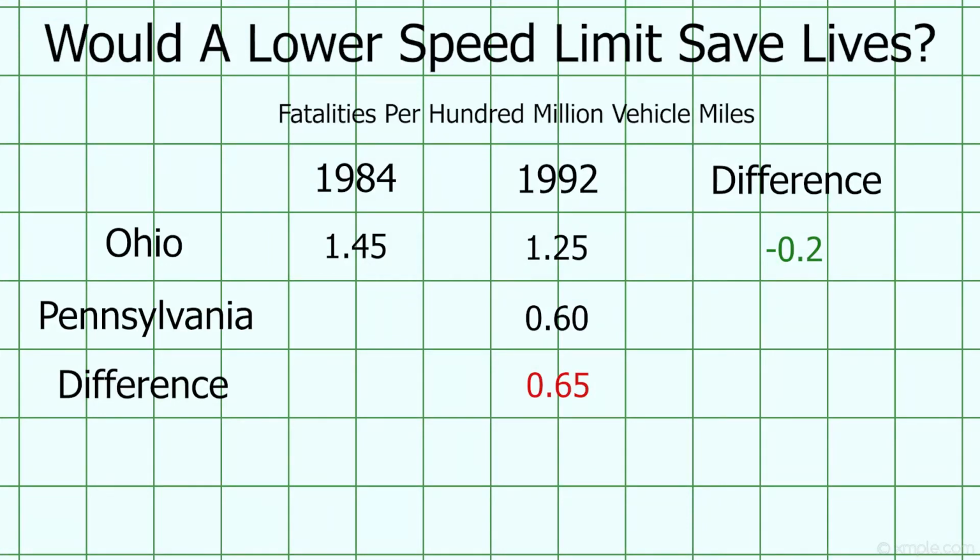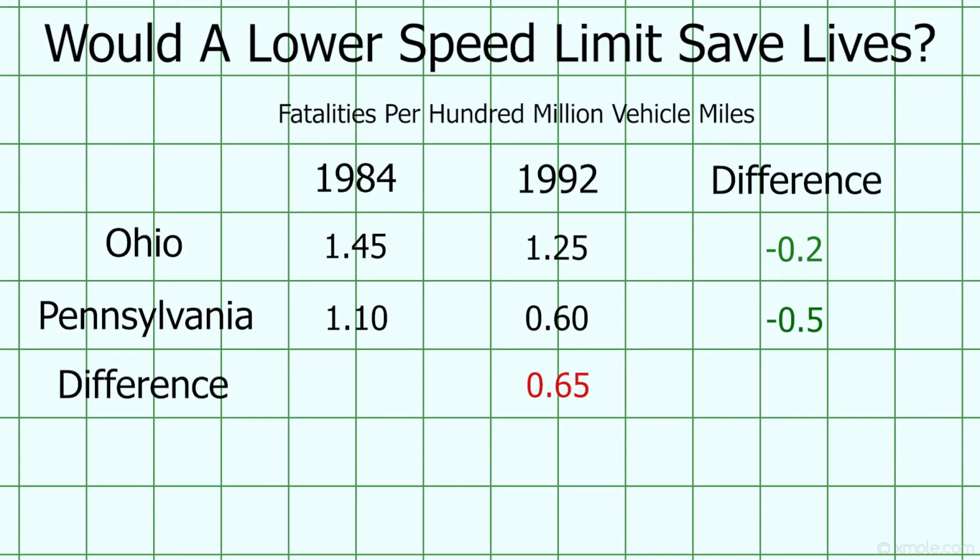We've already found the fatality rate in Ohio in both 1984 before the speed limit increase and in 1992 after the speed limit increase. We've also found the fatality rate in Pennsylvania, which kept the 55 mile per hour speed limit in 1992. To calculate our difference in differences estimator, we'll need one more number: Pennsylvania's fatality rate in 1984, which was 1.1. Now, we can find the change in fatalities for Ohio, a 0.2 deaths per million mile decrease, and the change in fatalities for Pennsylvania, which experienced a 0.5 deaths per million decrease.